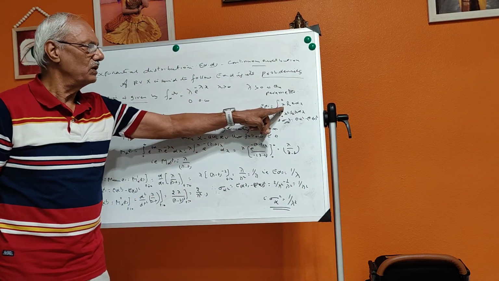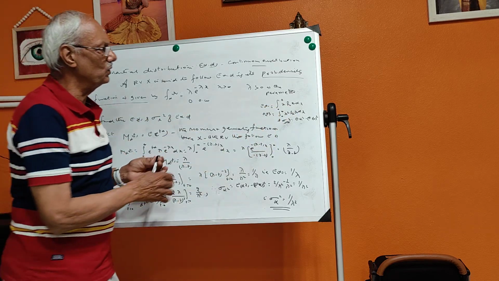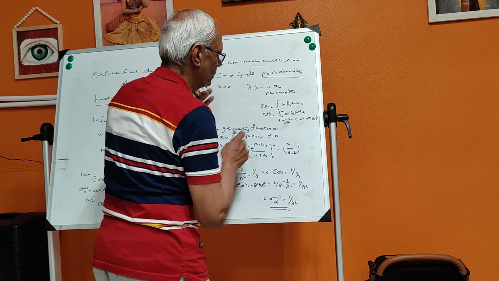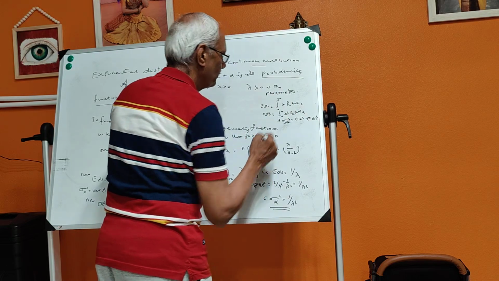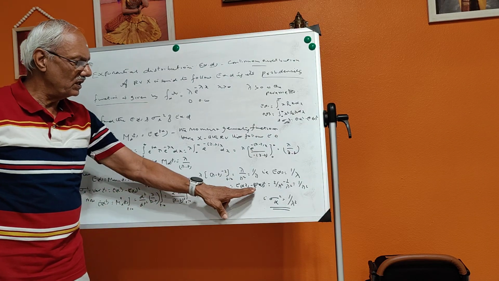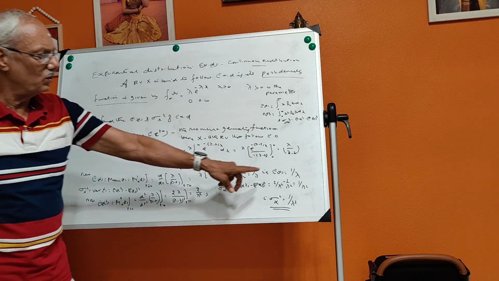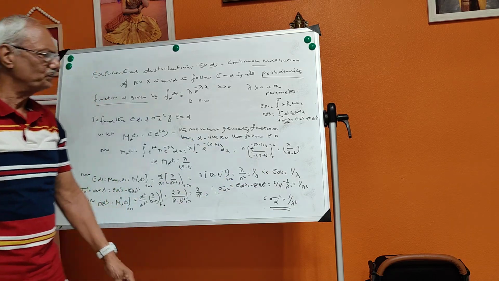So you can use this method. E[X] is the integral ranging from 0 to infinity of x into f_X(x) dx. Find E[X squared] and use the formula E[X squared] minus E[X] whole squared. You will get the very same values, 1 by lambda and 1 by lambda squared.